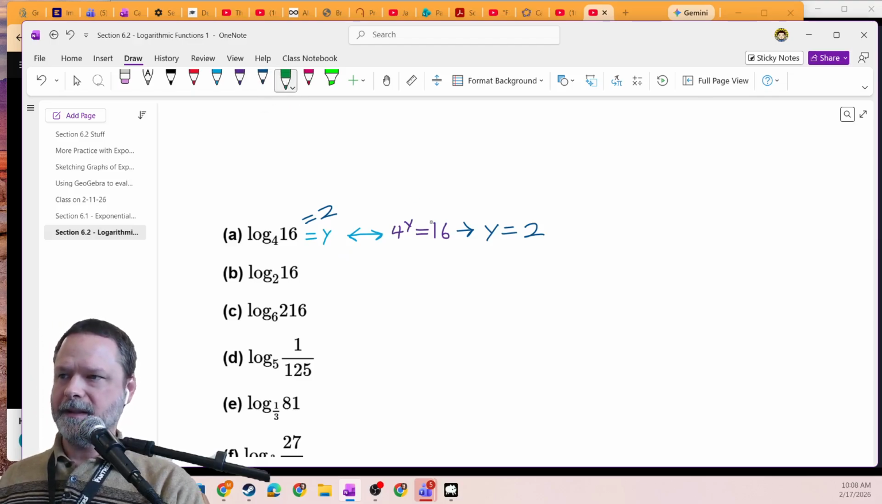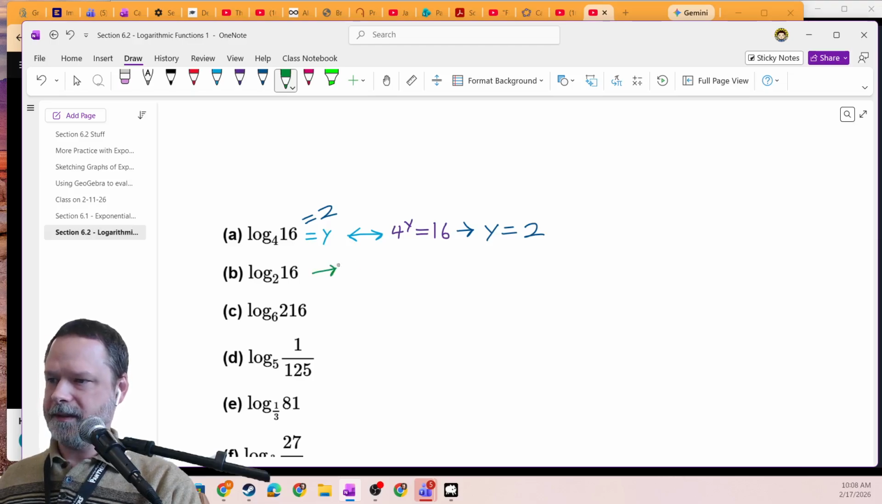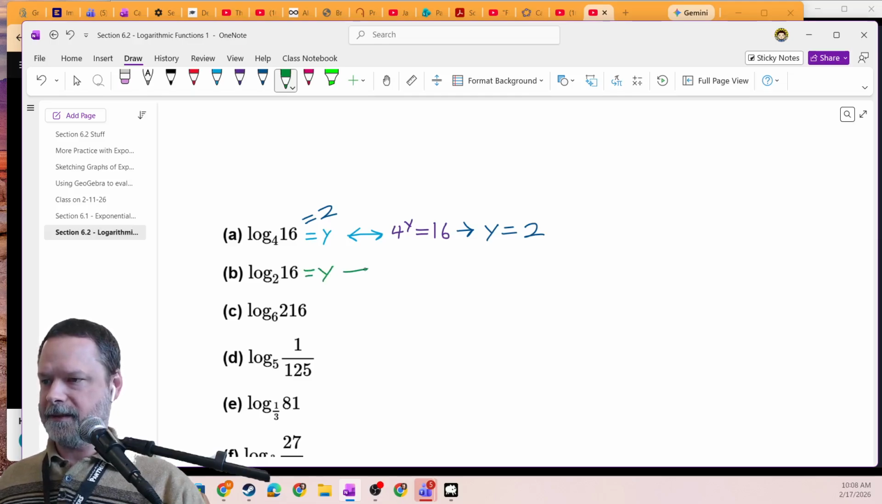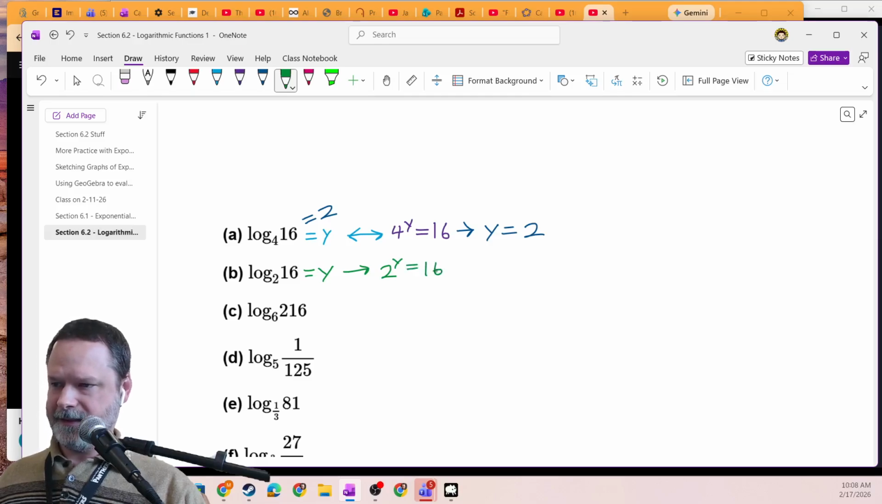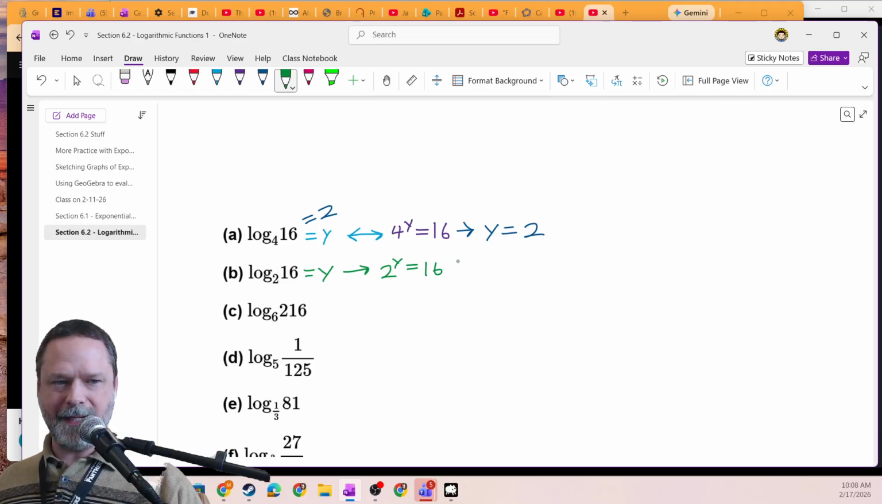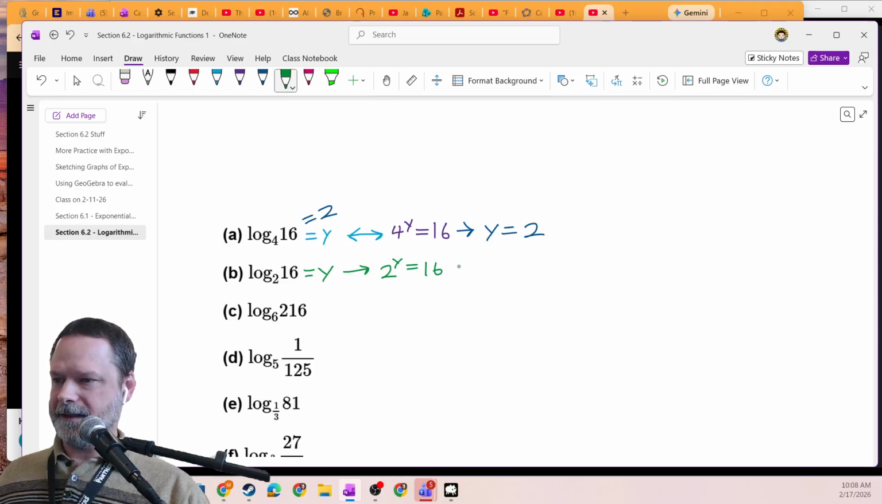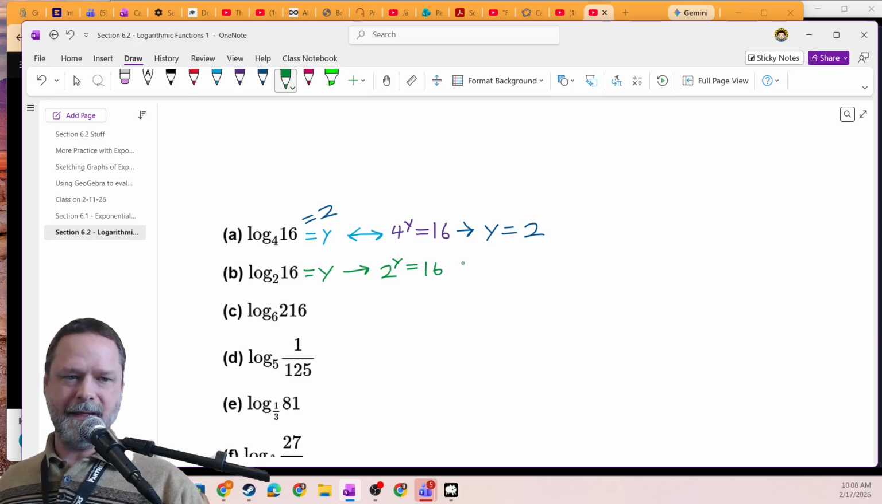All right, one more. Another one of these easy guys. Okay, well, let's go ahead and keep the equals y. So that implies 2 to the y equals 16. So what do you raise 2 by to get 16? Now that's not a nice number. So I guess for that one, we would have to use a calculator.